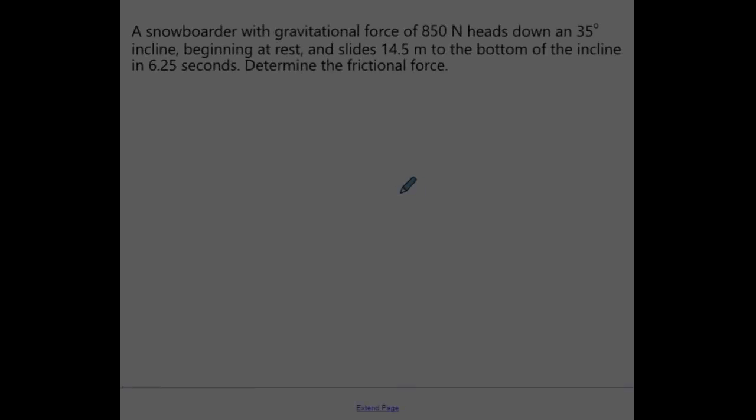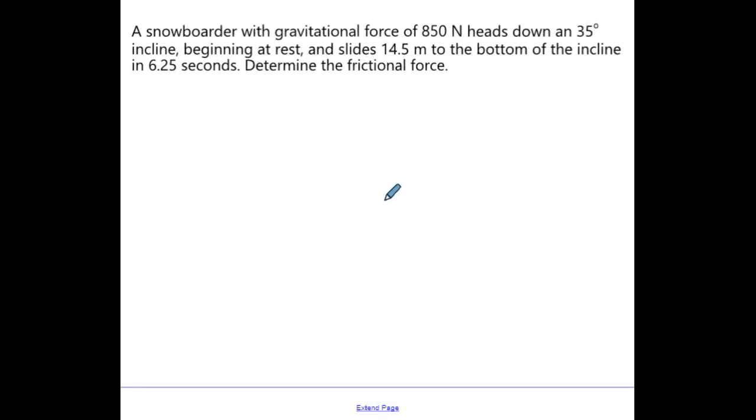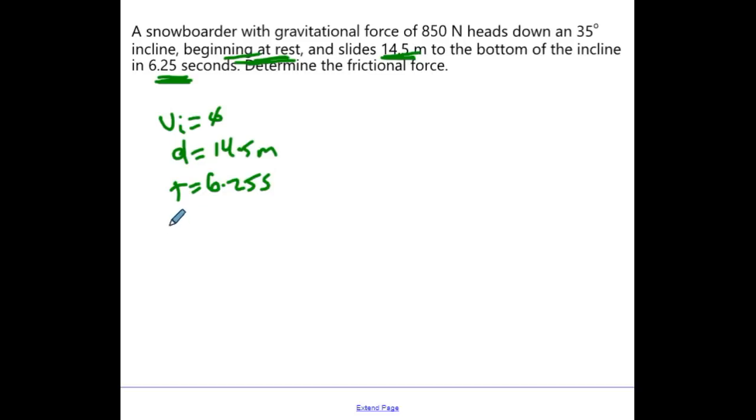Okay, I've got one last example we're going to do, then we're going to call it quits. This example kind of combines a few extra things in, because I'm actually going to give you a distance and a time. And I'm also going to tell you that something begins at rest. I'm just telling you that it begins at rest, slides, and has a time value. Hopefully that's kind of a dead giveaway that if I give you a velocity initial of 0, a distance of 14.5 meters, and a time of 6.25 seconds, we should be able to solve for an acceleration.